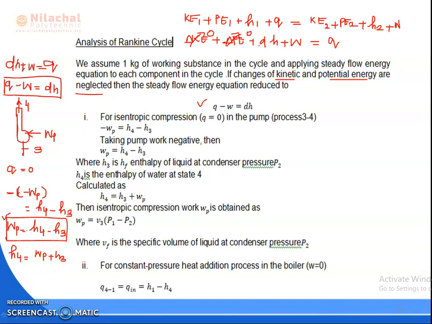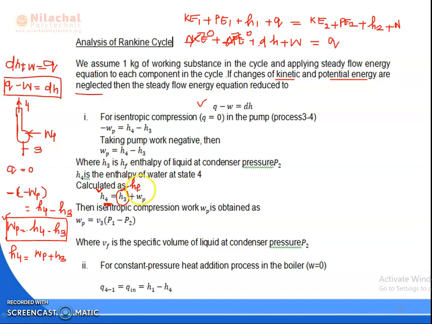Why are we going to calculate H4? Because point 4 is your subcooled liquid, so to calculate the enthalpy at point 4, we don't know the formula directly. But we know how to calculate the enthalpy at point 3, which is your saturated liquid, that is your HF.